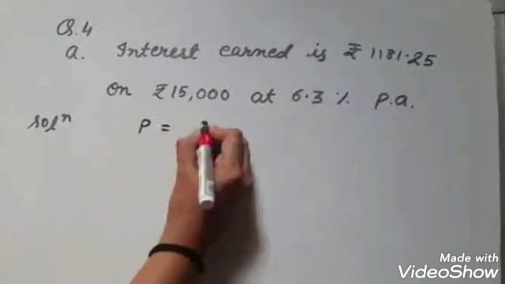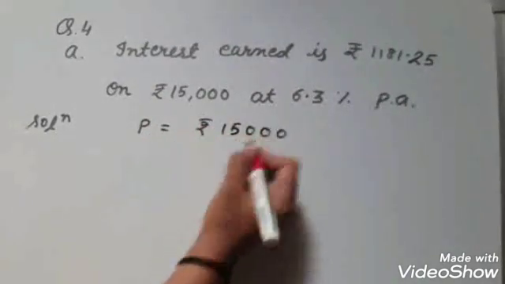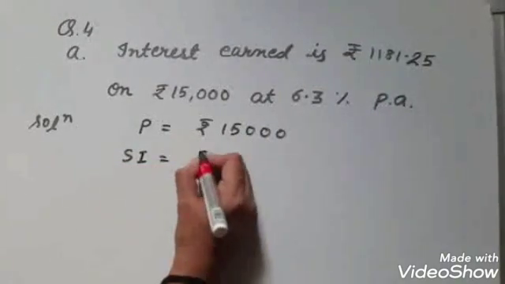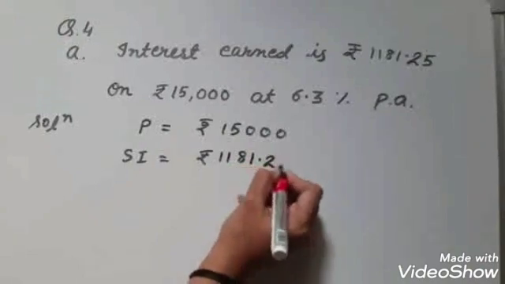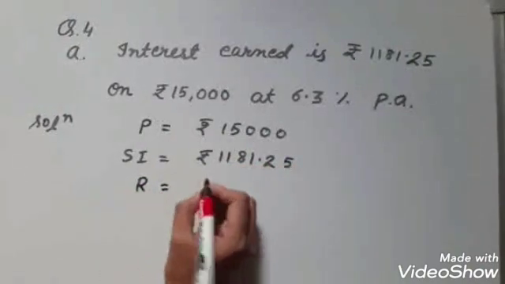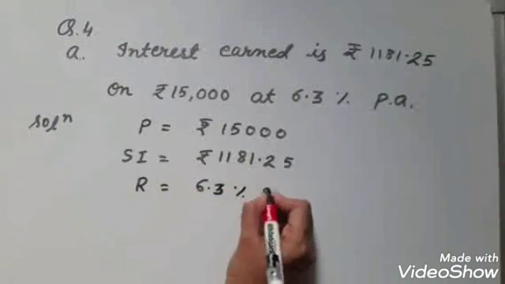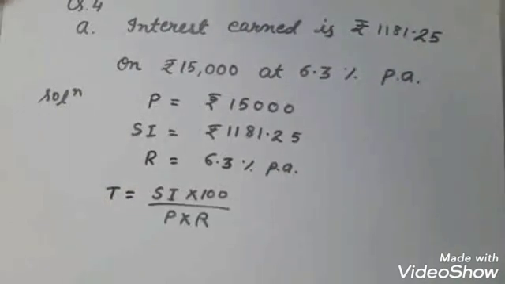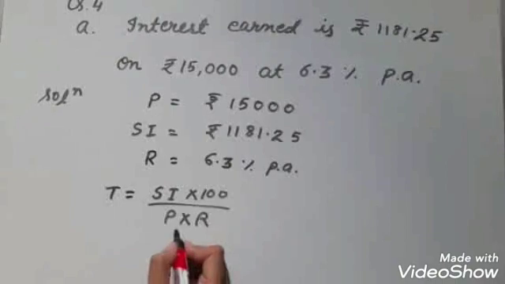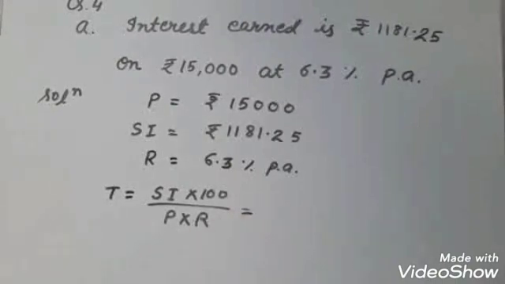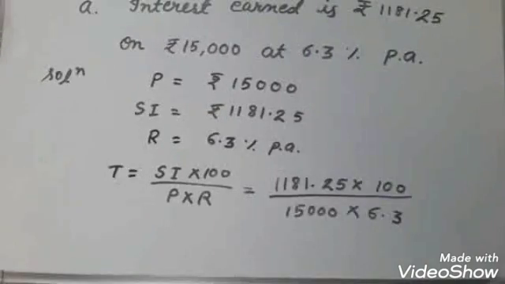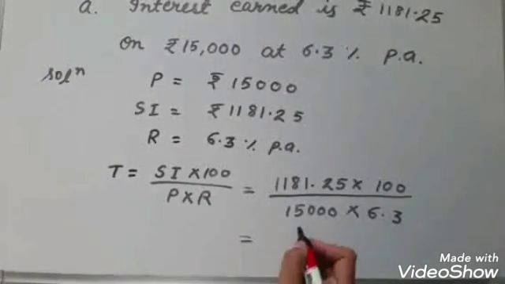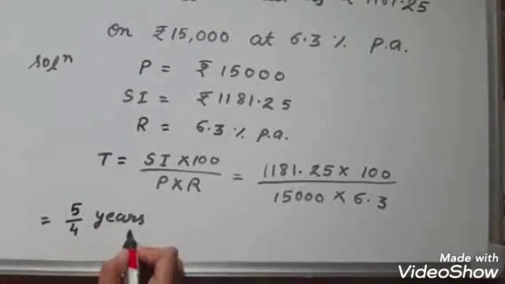So, principal is rupees 15,000. Simple interest is rupees 1,181.25 and rate of interest is 6.3% per annum. Now, we need to calculate time. So, the formula is simple interest into 100 upon principal into rate. We will put the values in this formula. After that, we will simplify and calculate this and we will get 5 upon 4 years.